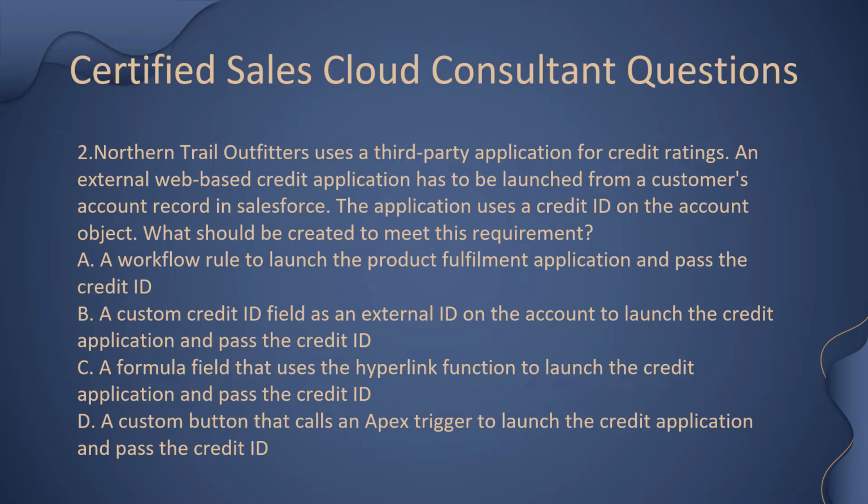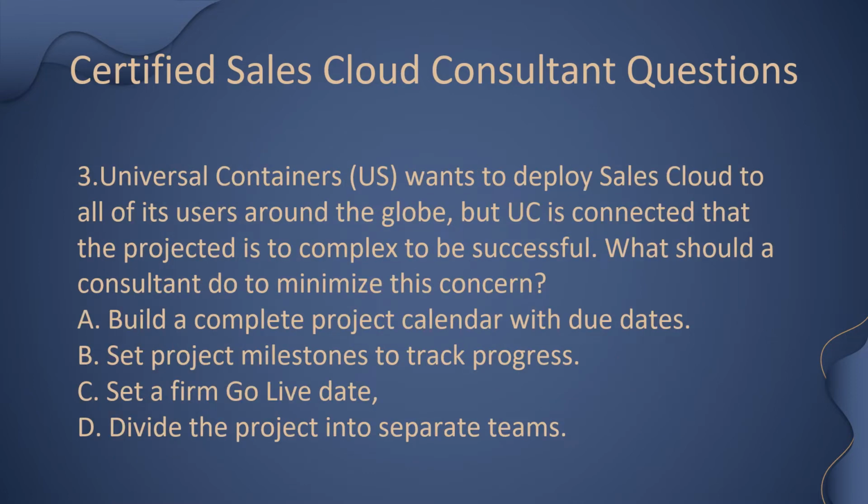3. Universal Containers, UC, wants to deploy Sales Cloud to all of its users around the globe, but UC is concerned that the project is too complex to be successful. What should a consultant do to minimize this concern? A. Build a complete project calendar with due dates. B. Set project milestones to track progress. C. Set a firm go-live date. D. Divide the project into separate teams.